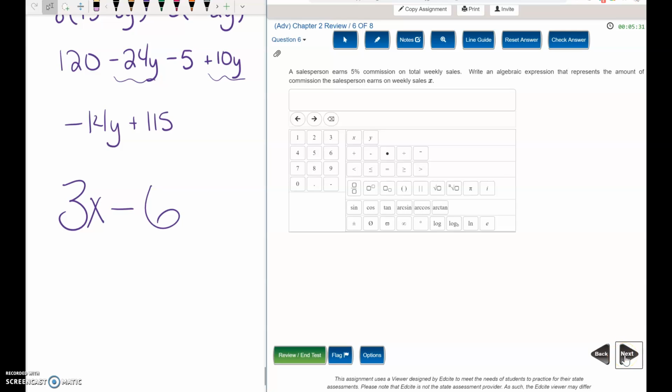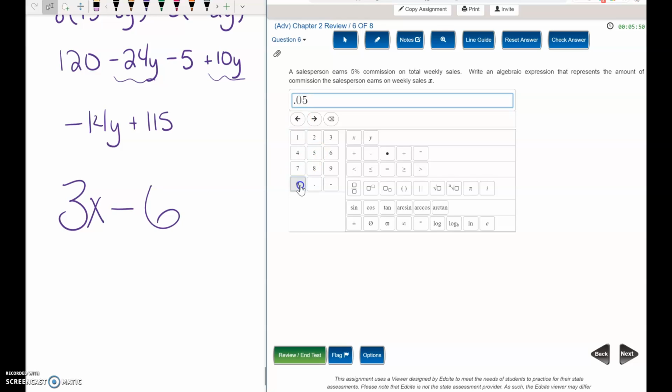A salesperson earns 5% commission on weekly sales. Write an algebraic expression that represents the amount of commission the salesperson earns on weekly sales X. It says expression. You do not need an equal sign in here. So 5%, how do you write 5%?